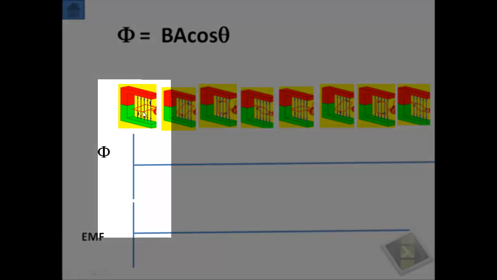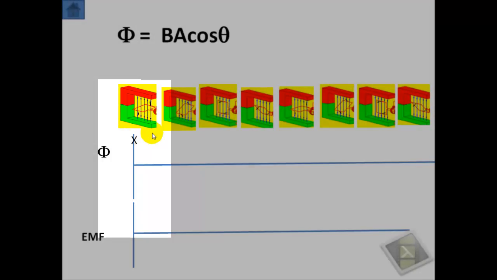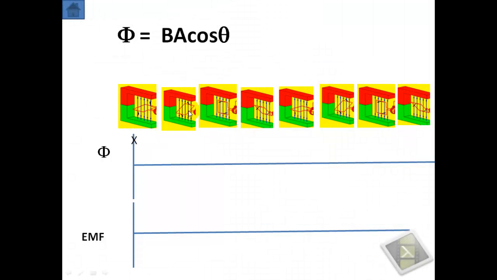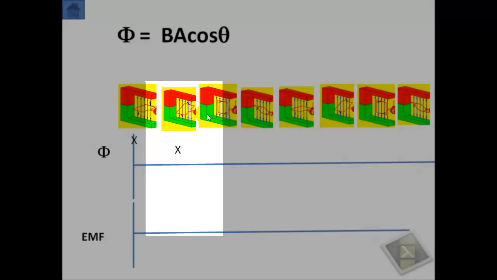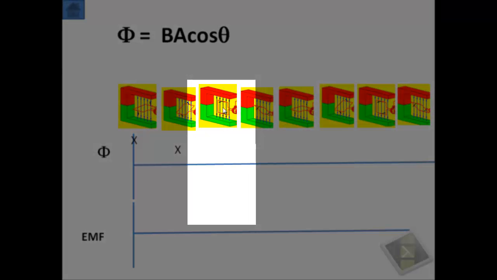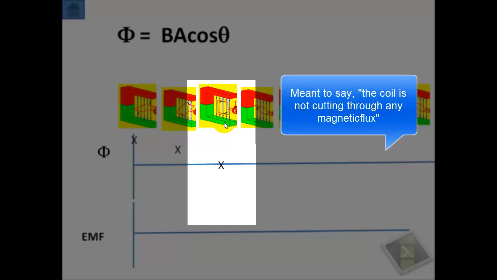Now let's take the first point here. Here we know the flux is at a maximum. Then, as the coil starts to move over, the flux gets less because it's presented with a smaller area, because this plane is changing orientation. Here, the amount of flux that is linked by this coil is 0, because the plane of the coil is parallel to the field lines. There are no field lines cutting through the coil, so the flux linkage is 0.